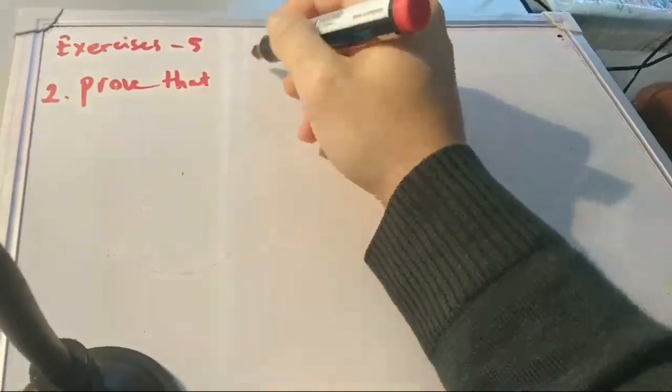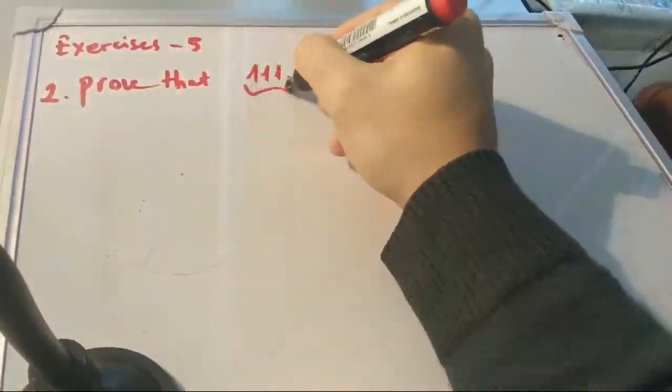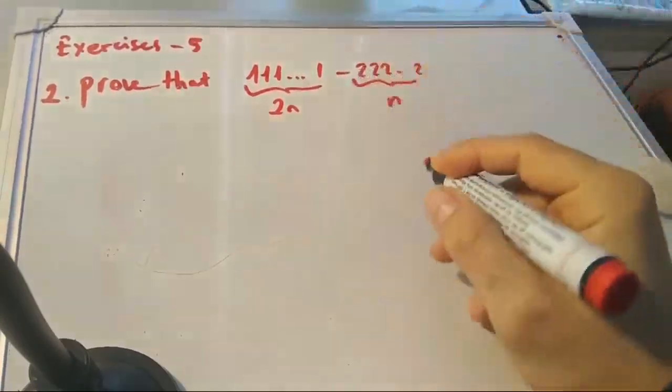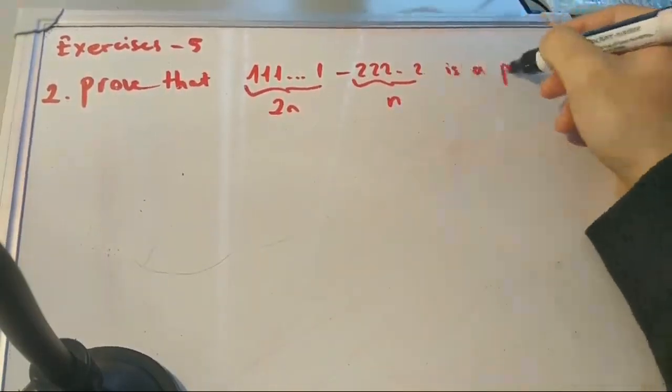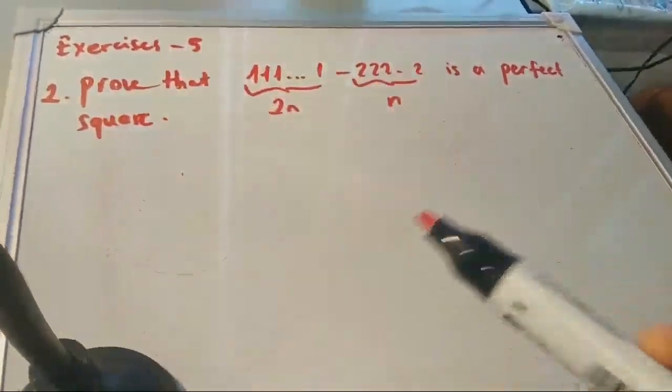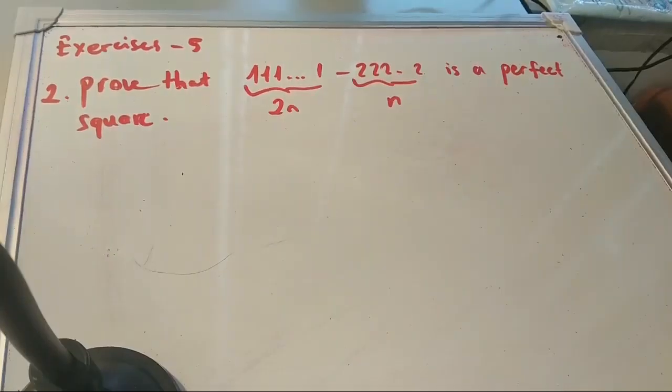Second question. Prove that 111...1 (2n times) minus 222...2 (n times) is a perfect square. We have to prove that. Let me give you time to think and absorb the question. At least you can do something for that. So a couple of minutes you can think about this.